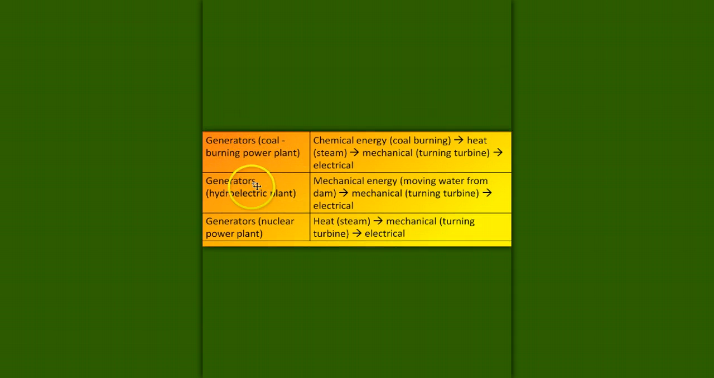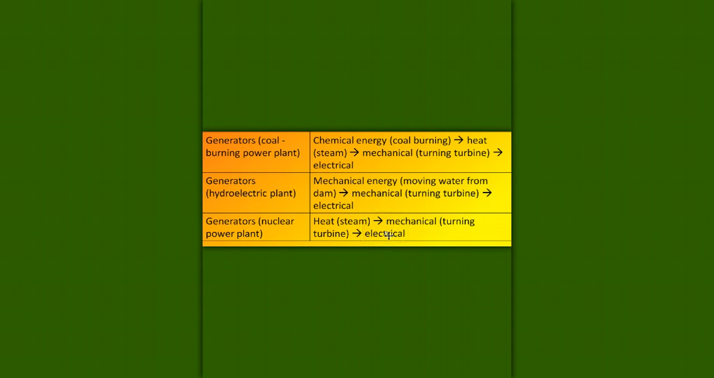I want to focus just on these three right here for a moment. Generators in a coal-burning power plant, generators in a hydroelectric plant, or generators in a nuclear power plant. Remember, generators are generating electricity. For who? For me. So they're all going from mechanical to electrical, for me, me, me. It just depends on how they're getting that mechanical to electrical. Mechanical turning the turbine, changing into electrical.